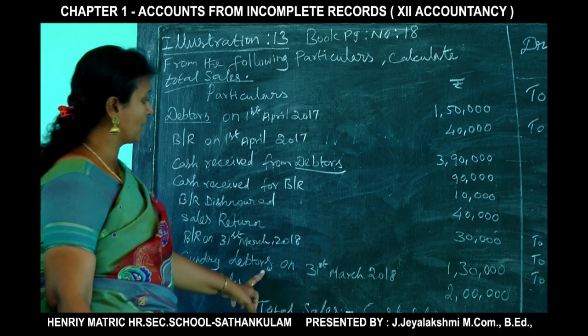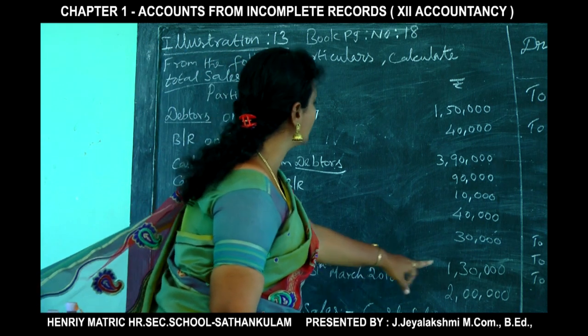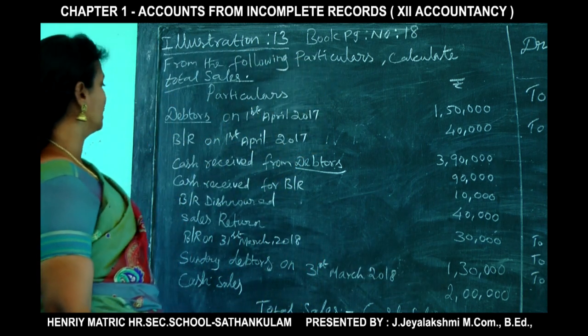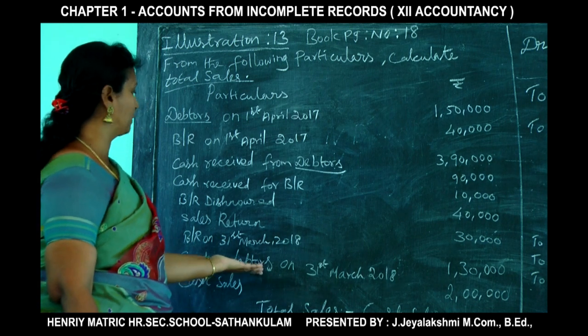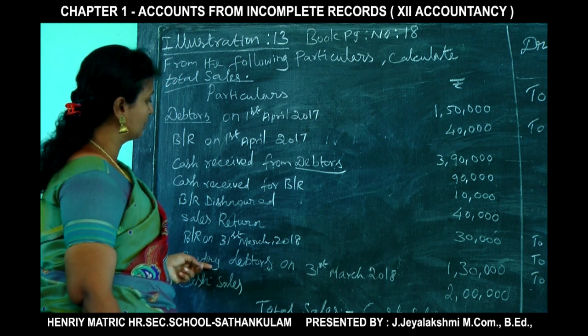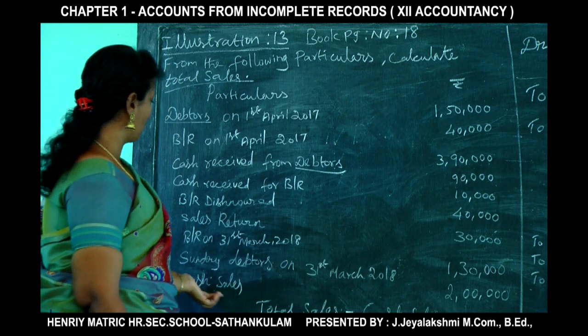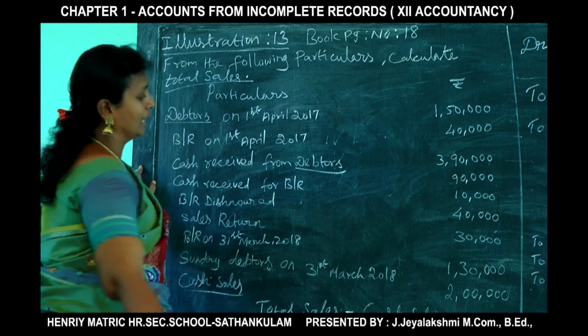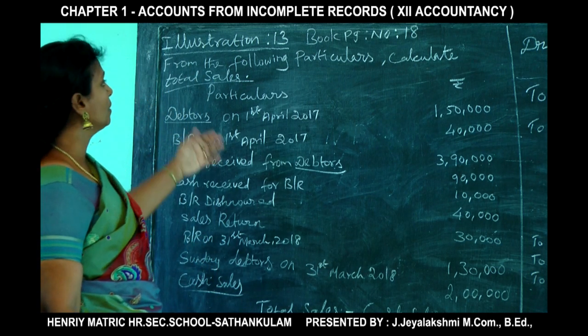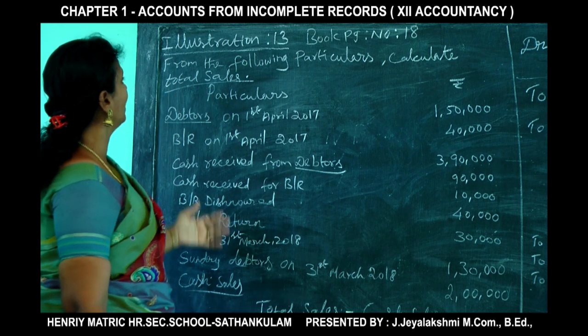Then sundry debtors on 31st March is 1,30,000. So this is received by the debtors. Sundry debtors means we should directly take it to the total debtors account. Then what is given? Cash. Cash is how much? 2 lakh.